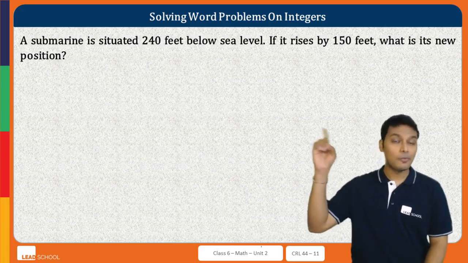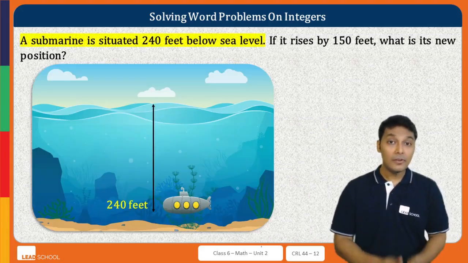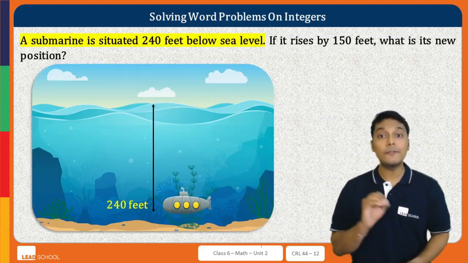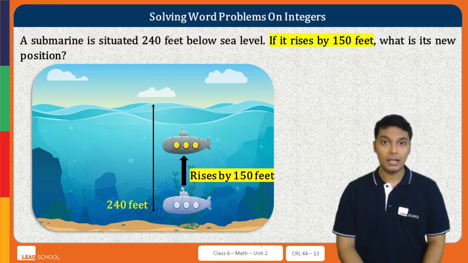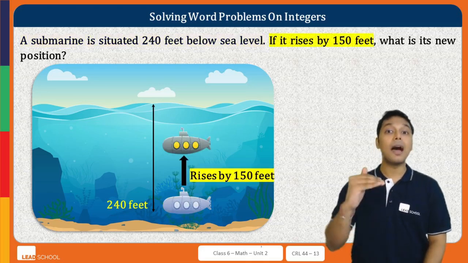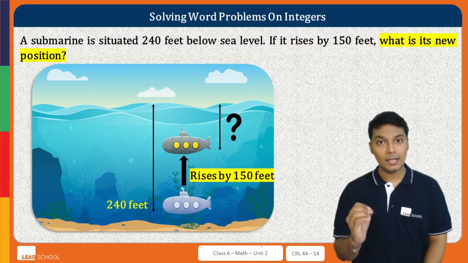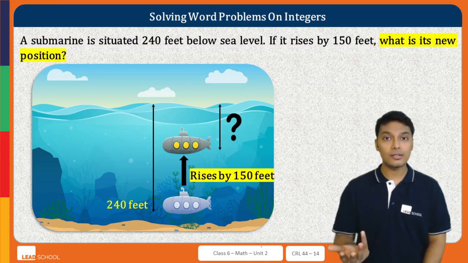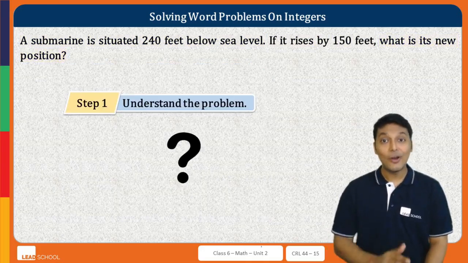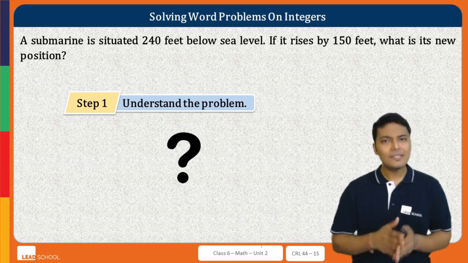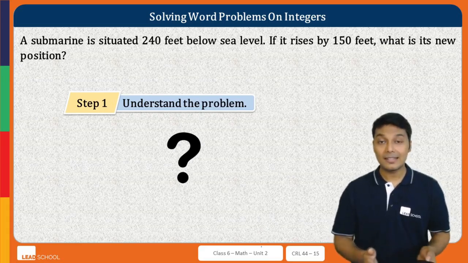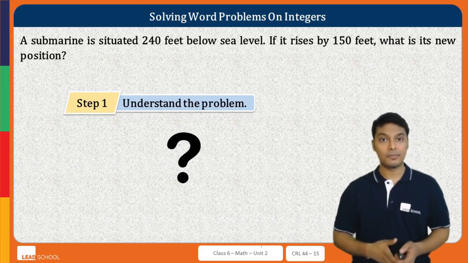Let's consider this word problem. A submarine is situated 240 feet below sea level. If it rises by 150 feet, what is its new position? To solve this word problem, let's begin with the first step, that is, understand the problem.